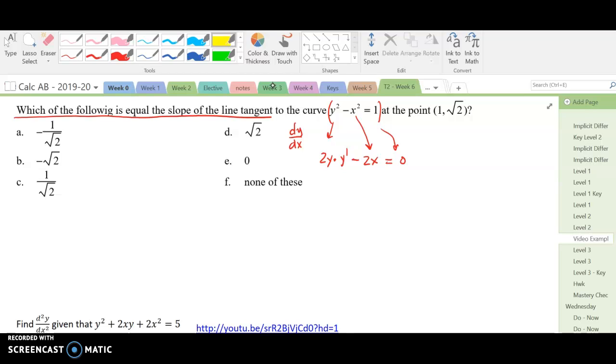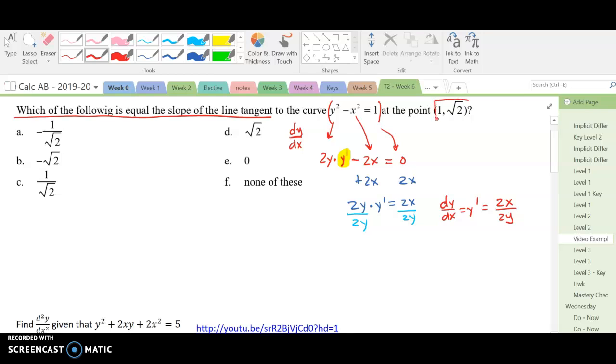And so it's pretty simple here to just solve for y prime, which is the slope, by adding 2x to both sides. 2y times y prime is 2x. And now I'm going to divide by that 2y, so that y prime is all by itself. dy/dx, or y prime, is equal to 2x over 2y.